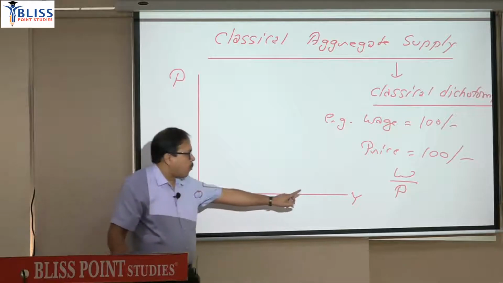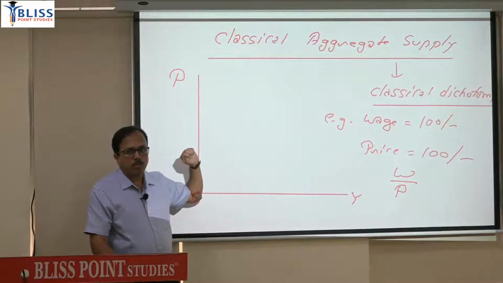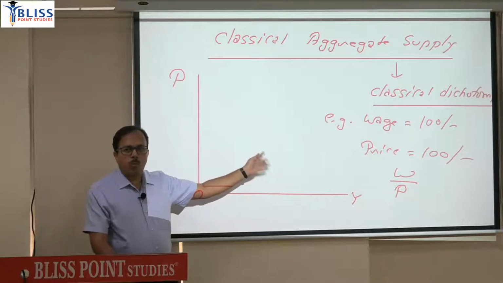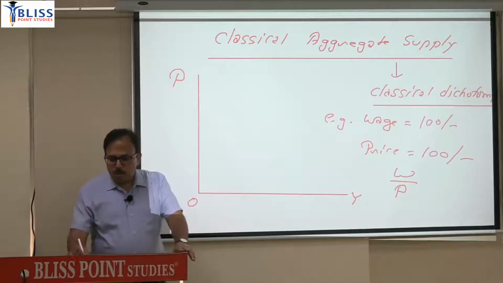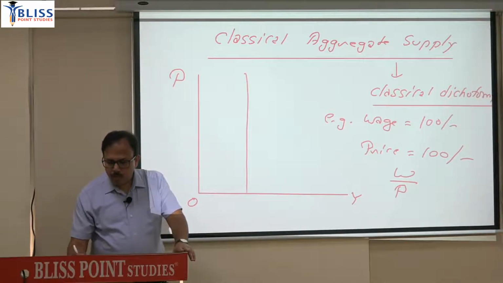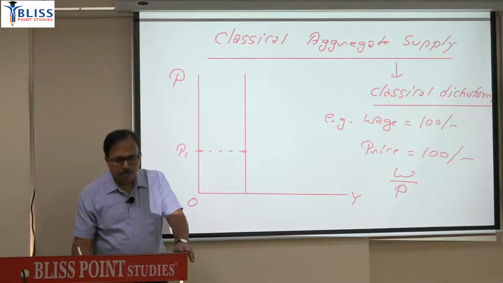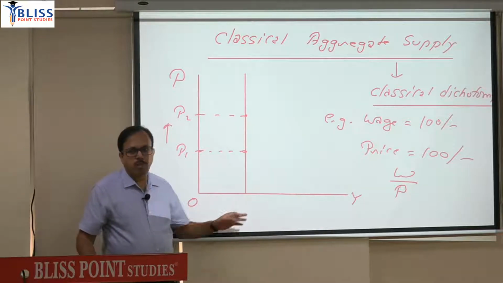So when I write output here and when I write price here, out of these two, which one is nominal? Price नॉमिनल हो गया और output, और डाइकोटमी कहता है कि रियल और नॉमिनल में कोई डिफरेंस, कोई रिलेशन नहीं है. That means जो एग्रीगेट सप्लाई कर्व है वो वर्टिकल है. इसका मतलब होता है whether you keep price P1 even then output will remain same. If price is P2 even then output will remain. So because increase in price means change in nominal, but nominal will not affect real.